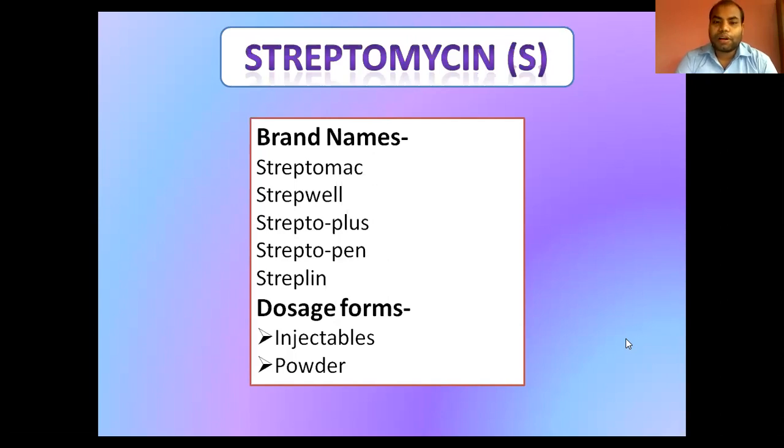In terms of brand names, it is available as Streptomac, Streptowell, Streptoplus, Streptopain, and Streplin. All of these have "strept" at the start of the name. It is readily available in injectable form, and injectable forms are very popular for streptomycin. It is also available as a powder for reconstitution, produced for injection.